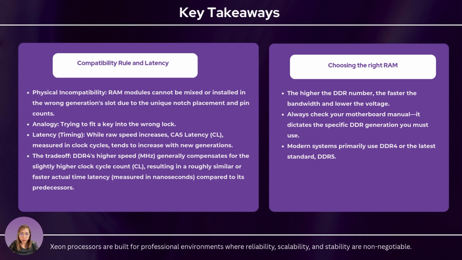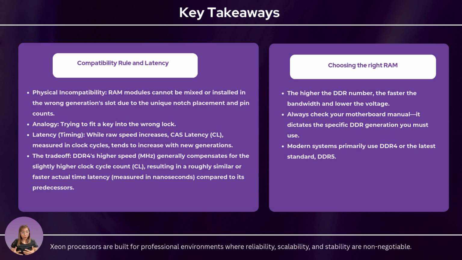Now, a quick word on latency. Latency is the delay before data is delivered. It is measured in clock cycles, which is CAS latency or CL. While this CL number often goes up with newer generations, the massive increase in the RAM speed more than makes up for it. The result is that the actual time delay, measured in nanoseconds, remains roughly the same or even slightly improves, while the data throughput skyrockets.